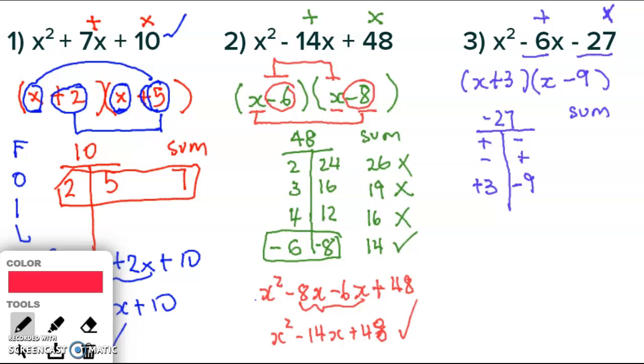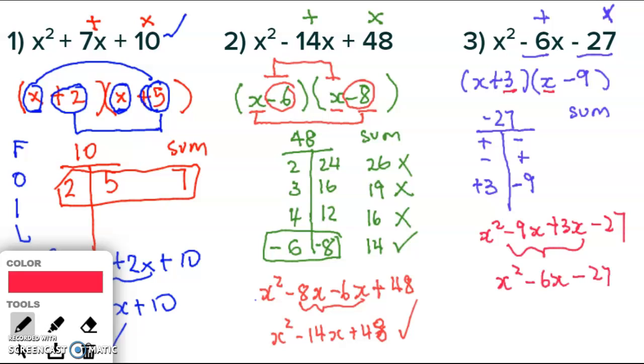First with first is going to be x squared. Outside, x times negative 9 is negative 9x. Inside is 3 times x, which is positive 3x. And then finally, last, 3 and negative 9 is negative 27. And this leaves us with x squared minus 6x after combining the like terms, minus 27, and that is what we started off with.